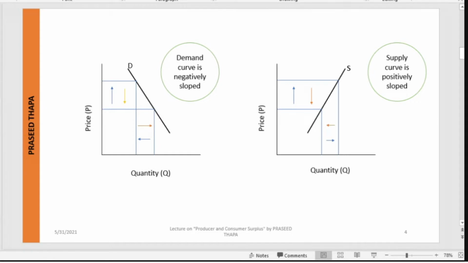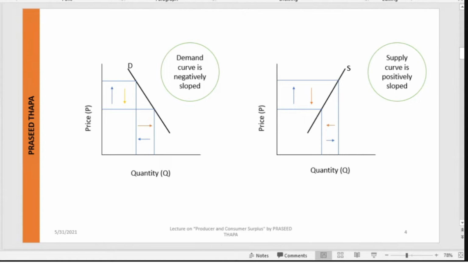And the second graph on your right hand side is showing the graph of your supply curve. The supply curve is positively sloped. We know that positively sloped means there is a direct relationship between the two parameters, and the two parameters shown here are price and quantity. So in the supply curve, price is directly proportional to the quantity. It means that when the price of any commodity is increased, the quantity supplied of the commodity is increased, and vice versa. That is what the supply curve is saying to you.